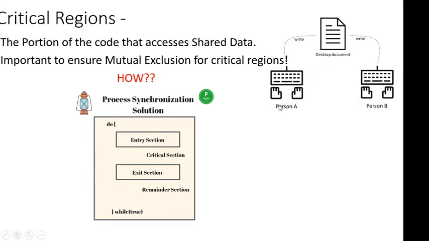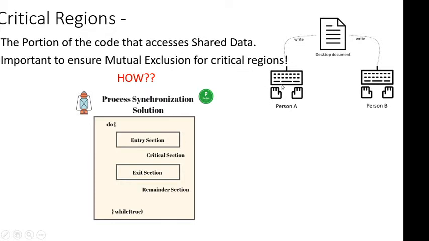Now the program is of many lines. Even this program is of many lines. All the lines in the program do not write and read to the same file. There could be only a few lines that are reading from this file, or there could be only a few lines that are writing to this file, especially writing.